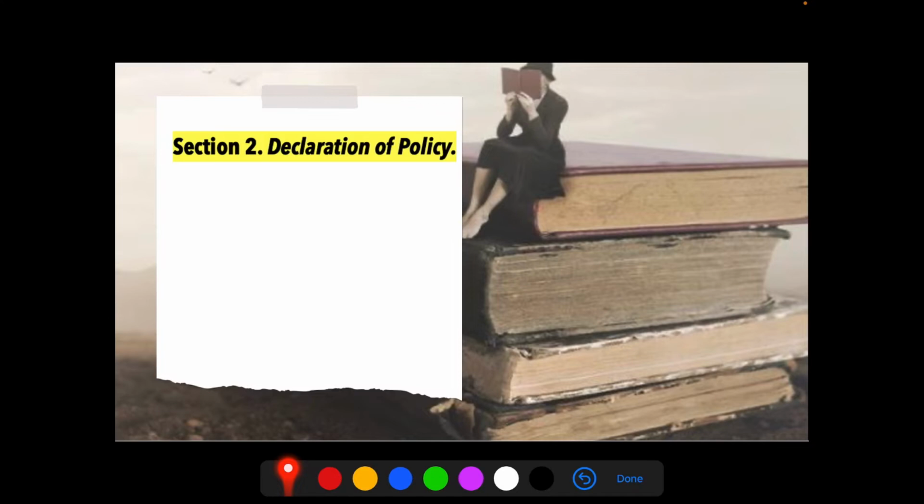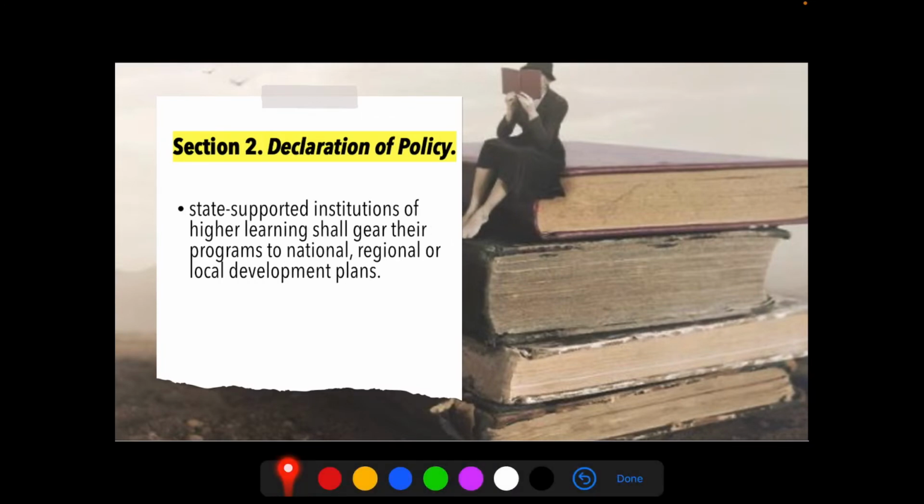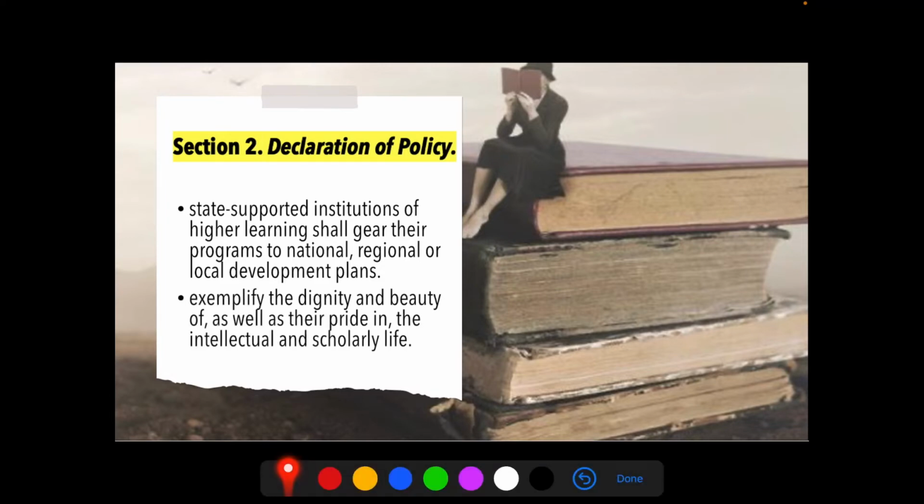Another one still in Section 2. The state-supported institutions of higher learning shall gear their programs to national, regional, or local development plans. Finally, all institutions of higher learning shall exemplify through their physical and natural surroundings the dignity and beauty of, as well as their pride in, the intellectual and scholarly life.